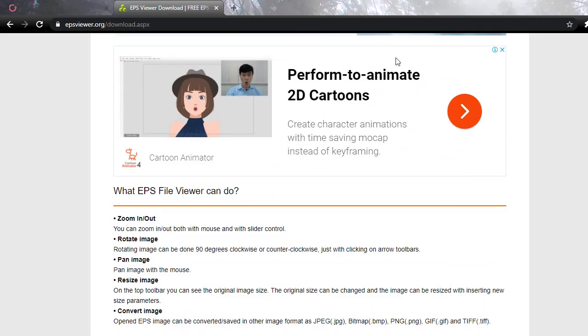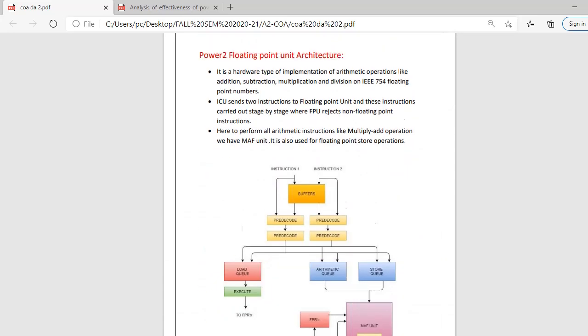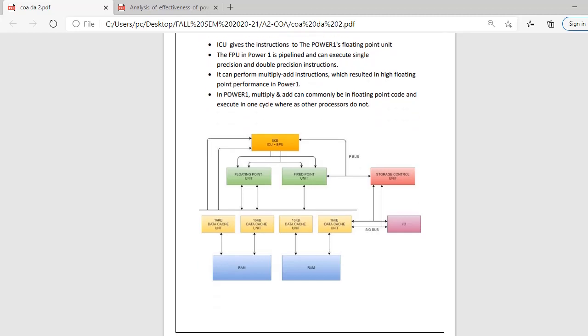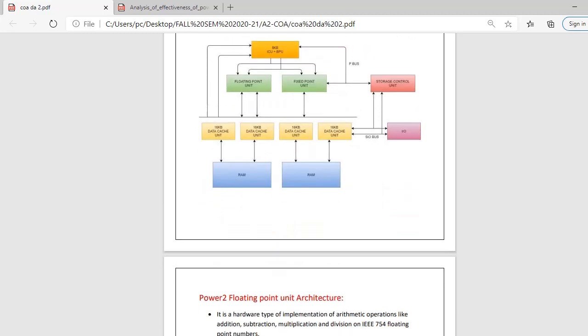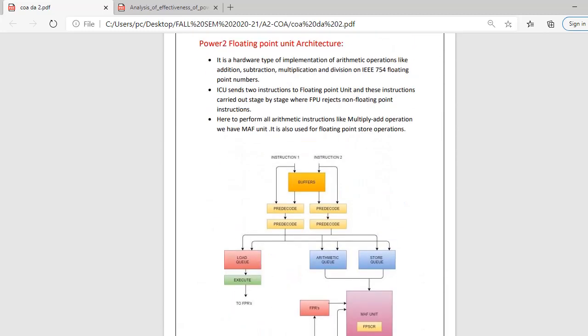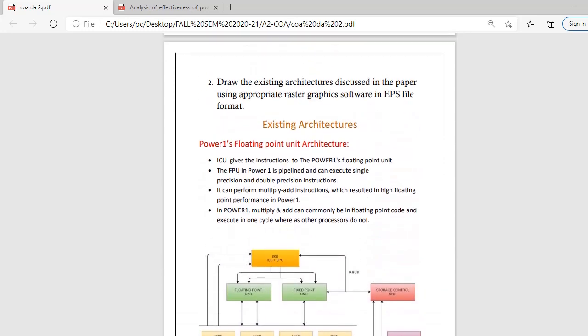Coming back to the DA, the existing architectures which I found in my journal paper are the Power 1 floating point unit architecture and the Power 2 floating point unit architecture. So I searched for the information related to those existing architectures and block diagrams from online sites, and I used Drawio to draw the flowcharts and block diagrams for this assignment. This is how I took information about existing architectures and answered the second question.